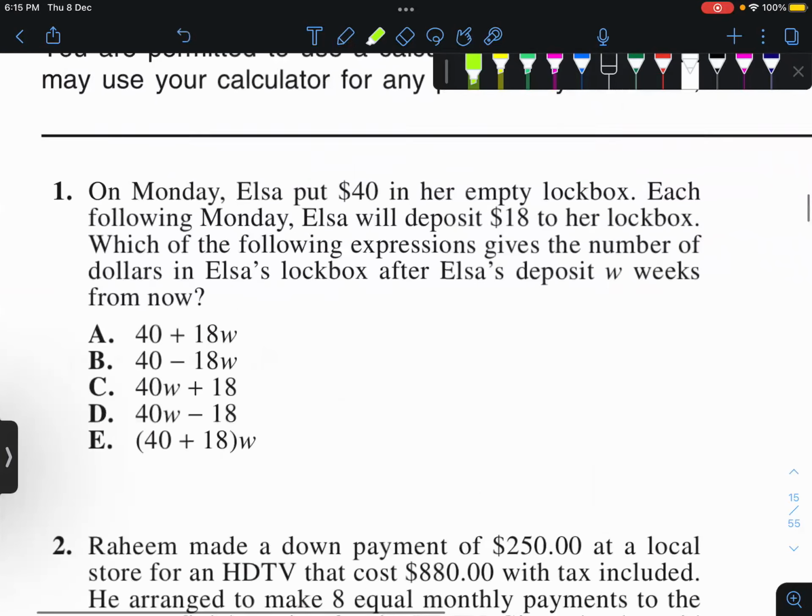On Monday, Elisa put $40 in her empty lockbox, and each following Monday, Elisa will deposit $18 in her lockbox. Which of the following expressions gives the number of dollars in Elisa's lockbox after Elisa's deposit W weeks from now? What's your answer? A. Yeah, your answer is A. So it's 40 plus 18W.